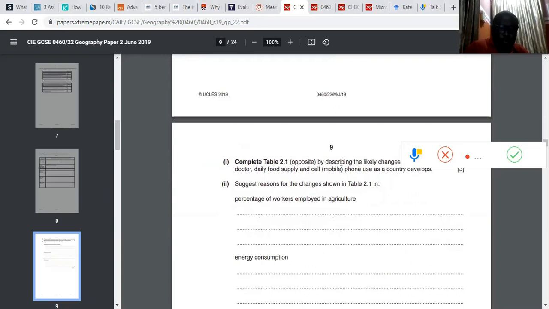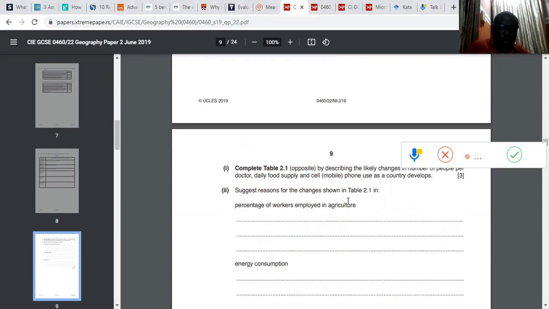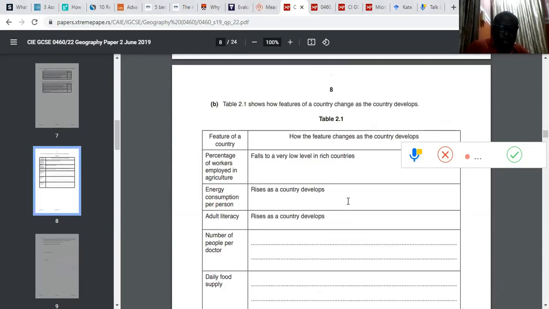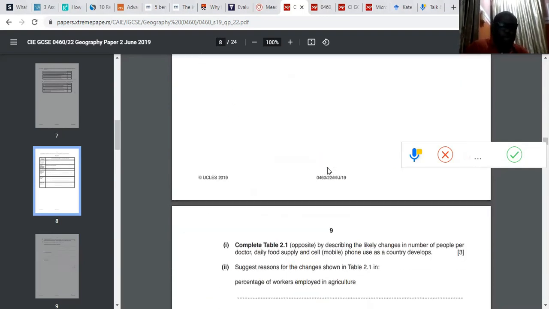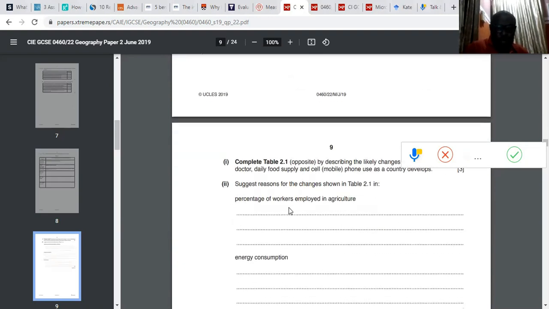Now, complete table two by suggesting why the percentage of people employed in agriculture falls. I think here we say that it falls. So why is it falling? Simple, right? You can see that more machines are now being used in the farms. So fewer people are needed, as more machines are used.